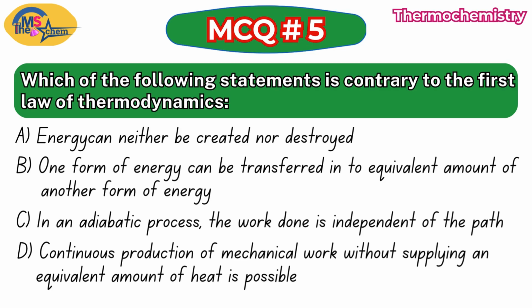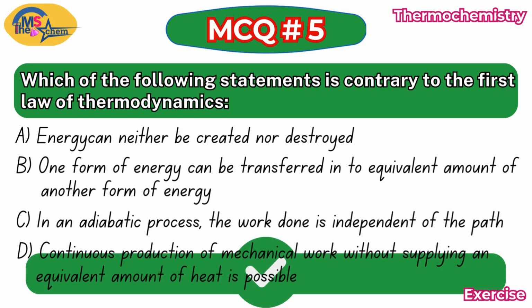And option C is, in an adiabatic process the work done is independent of the path. And option D is, continuous production of mechanical work without supplying an equivalent amount of heat is possible. As we have seen, this question is from the first law of thermodynamics, so the first three statements are actually the statements for the first law of thermodynamics. And option D, that is continuous production of mechanical work without supplying an equivalent amount of heat, is possible. This is contrary to the first law of thermodynamics, so the right answer is option D.